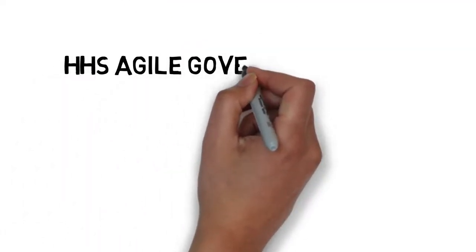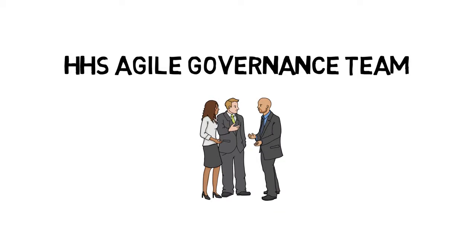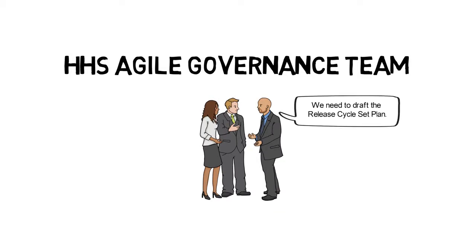The HHS Agile Governance Team is responsible for drafting the release cycle set plan, which details the implementation schedule. This team is comprised of business and IT stakeholders with subject matter expertise, who are closely involved in the business and development processes. From here, HHS product owners and IT will partner to take the prioritized epics defined during the roadmap activities and develop detailed user stories, including their acceptance criteria. For more details on how to write user stories, please refer to the Defining Effective User Stories course, which can be found in the Agile portal.